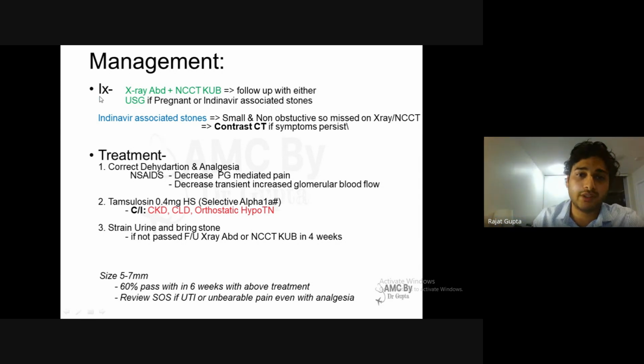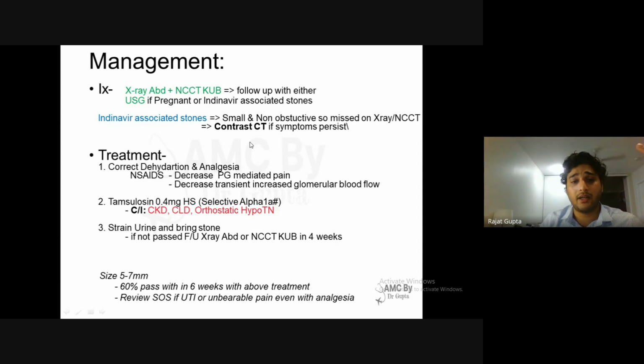So we have to follow up with CT KUB. So do both these tests, but never do these tests in pregnant patients, and no need to do them in the indinavir-associated stones that we discuss in questions. In those cases, we go for ultrasound. Indinavir-associated stones are small and non-obstructive, so can be missed on X-ray and CT. But if the symptoms persist, then you can go for contrast CT. So no to NCCT KUB. So ultrasound first, and then contrast CT we can go for.